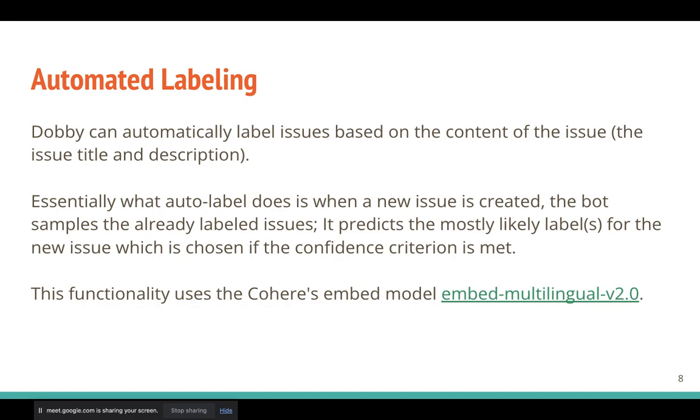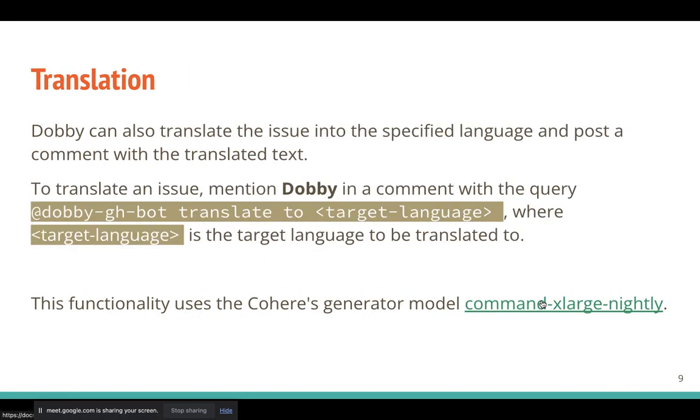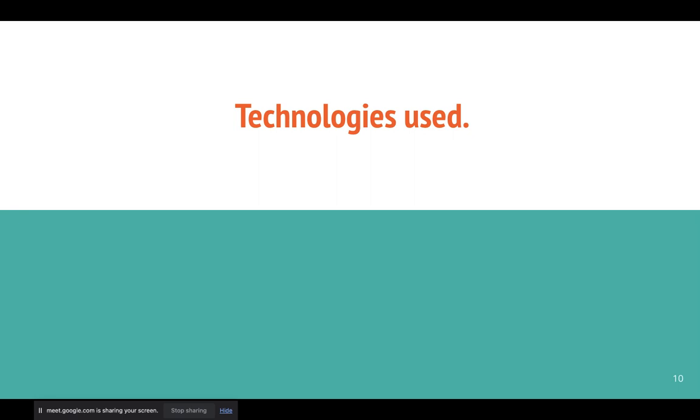Sorry, and we make use of Cohere's embed model, which is the embed multilingual version 2.0. It also translates issues for us, translates comments for us, and all you need to do is just attach this query to the comment section, and it would respond to you with the translated language. So we'll head straight into the technologies that were used.